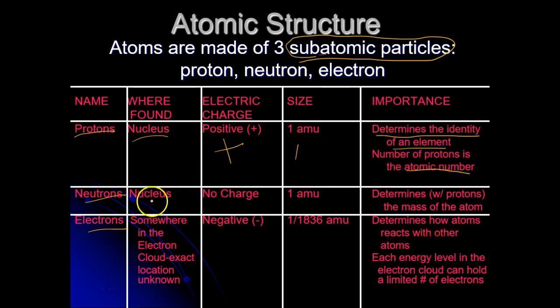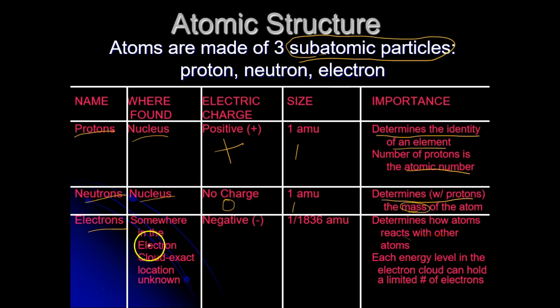Okay. Neutrons, they're also in the nucleus. There's no charge, and they also have one AMU. So when we add these together in our APEMAN, we have 1 plus 1 equals 2. Okay. If we have 1 and 0, then we have, of course, 1. This determines, with the protons, the mass number of the atom. Okay, it's a mass number.